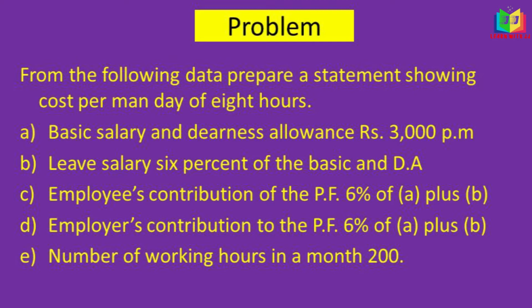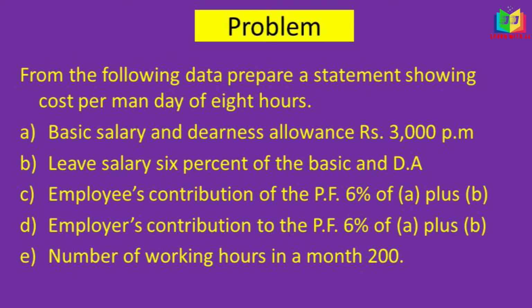Basic salary and dearness allowance rupees 3000 per month. Leave salary 6% of the basic and DA. Employee's contribution to the PF is 6% of A plus B, that is the basic salary, dearness allowance and leave salary. The 6% has to be calculated for the employee's contribution to the provident fund.